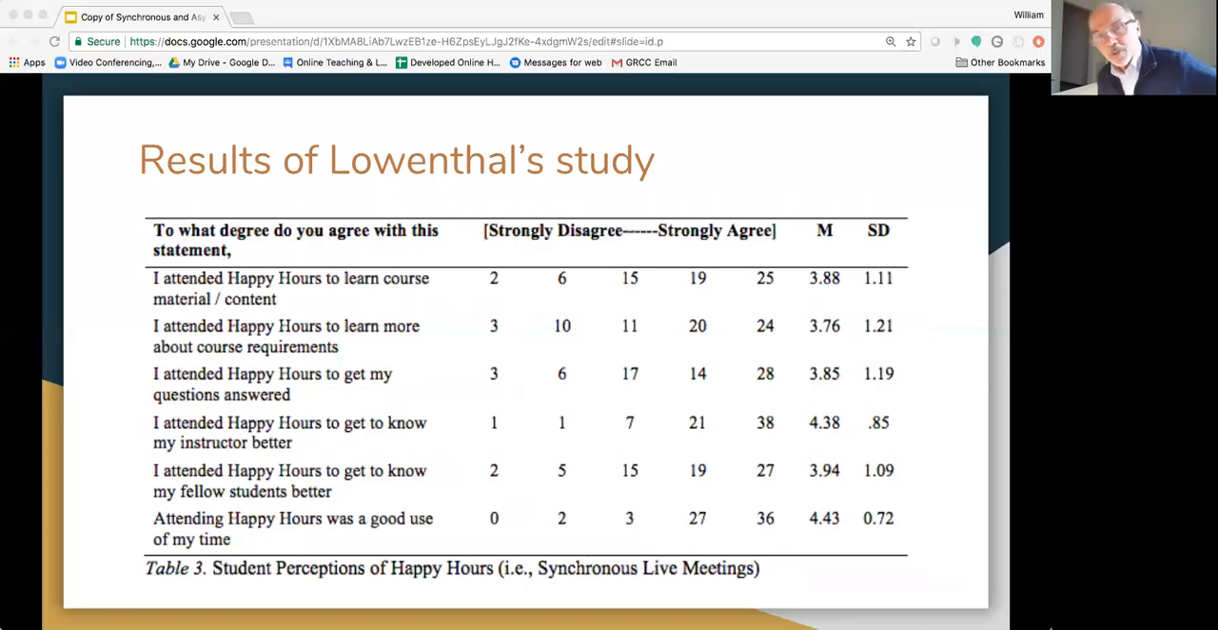So I want to share a little bit about the results. Students were surveyed as to their motivation for attending the optional sessions. Students rated highest that attending Happy Hour was a good use of their time. Second was getting to know their instructor better. So this again supports this whole idea of instructor-student immediacy, this recognition. They value the ability to get to know their instructors better using this environment.